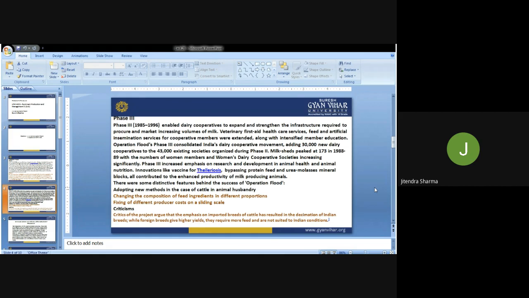There were some distinguished features behind the success of Operation Flood: adopting new methods in animal husbandry for cattle, changing the composition of feed ingredients in different proportions, and fixing different producer costs on a sliding scale. All these parameters were laid down, and through them the development and project objectives were achieved. Criticism is also there, although across these three phases. That's why we call these the three phases of Operation Flood.